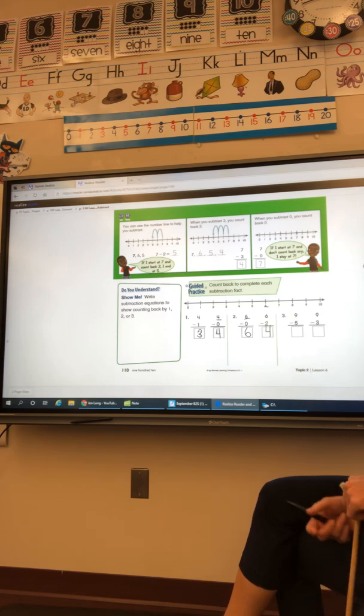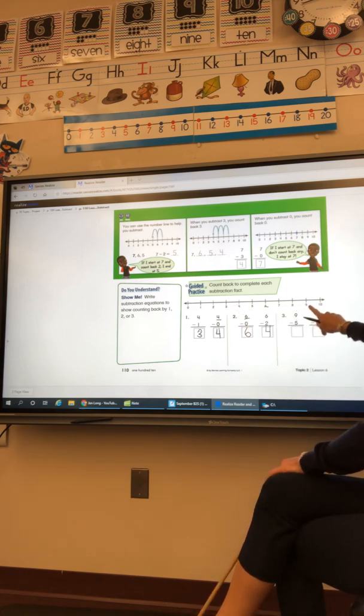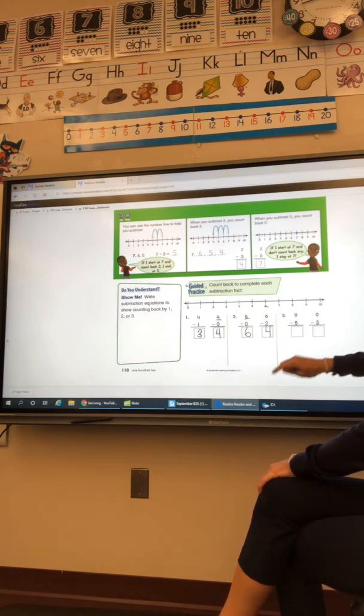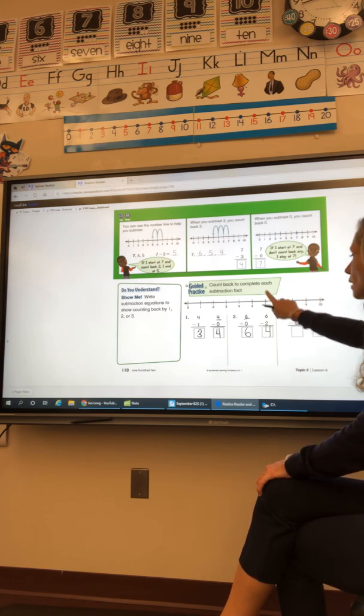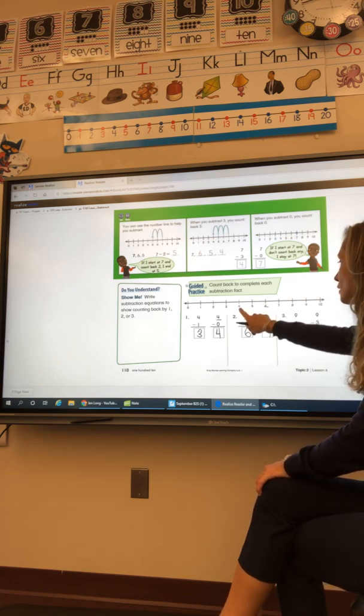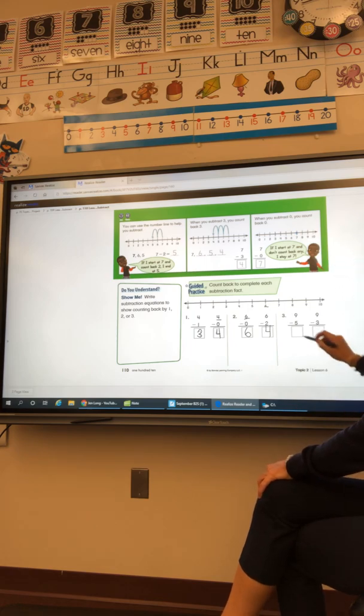Number 3, we're starting all the way with the number 9. This time we're going to jump back 5. I'm going to start on the 9. 1, 2, 3, 4, 5. I land on the number 4.